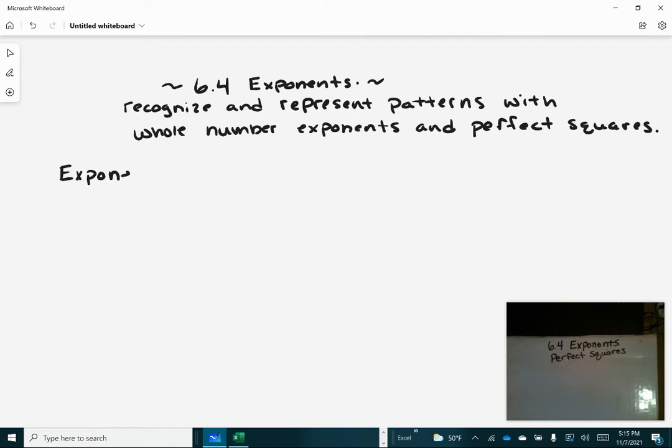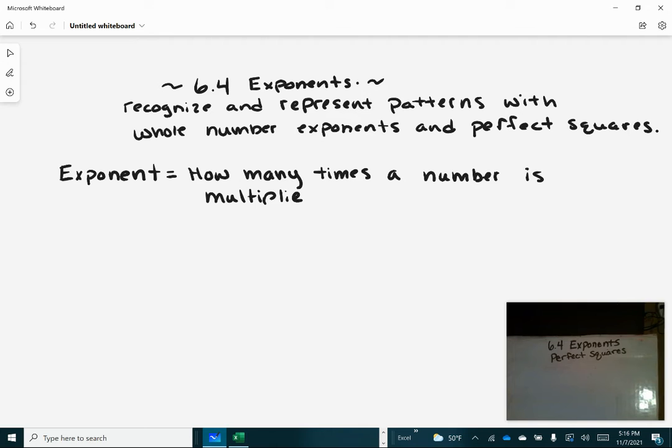It's exponent, which an exponent is how many times a number is multiplied by itself. It's really like a shorthand way of writing repeated multiplication. So how many times a number is multiplied, that's really what an exponent does by itself.